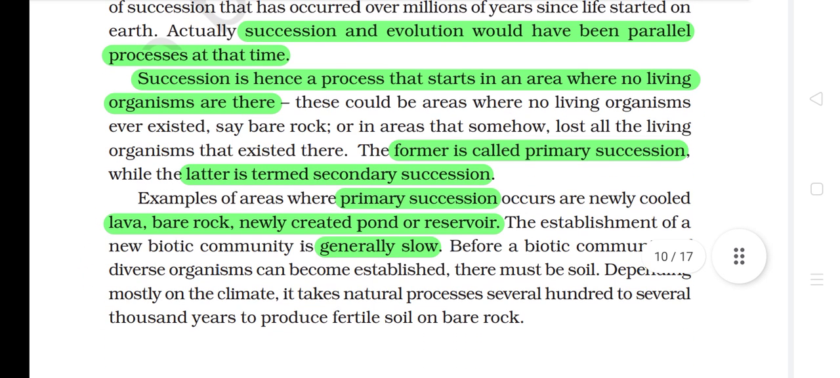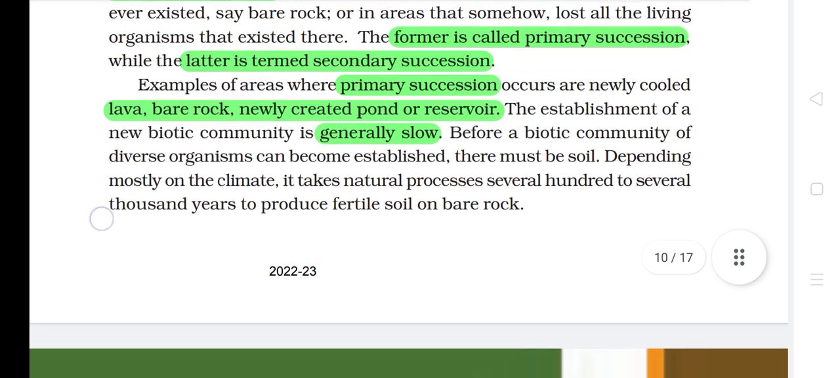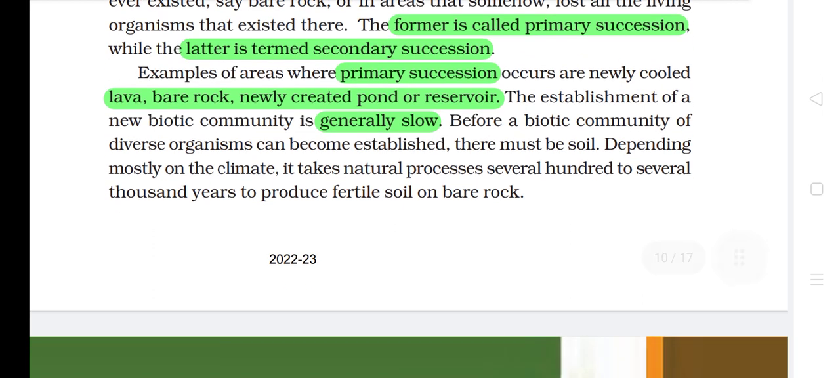Succession is hence a process that starts in an area where no living organisms are there. These could be areas where no living organisms ever existed, say bare rock, or in areas that somehow lost all the living organisms that existed there. The former is called primary succession, while the latter is termed secondary succession. Examples of areas where primary succession occurs are newly cooled lava, bare rock, newly created pond or reservoir.